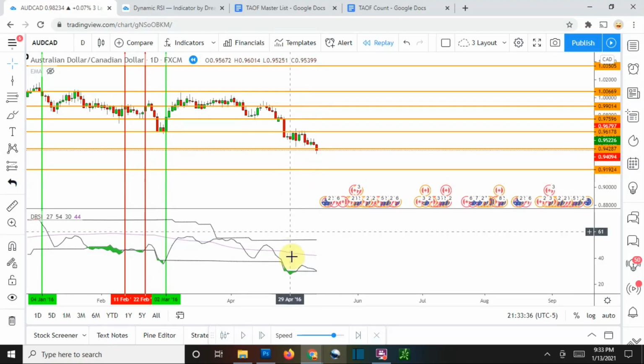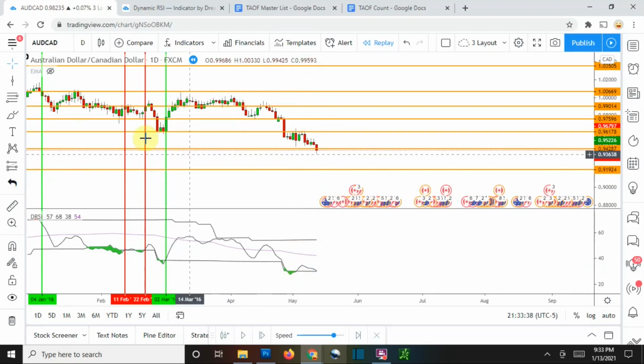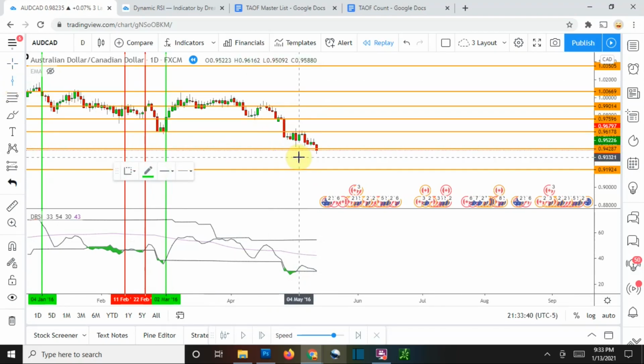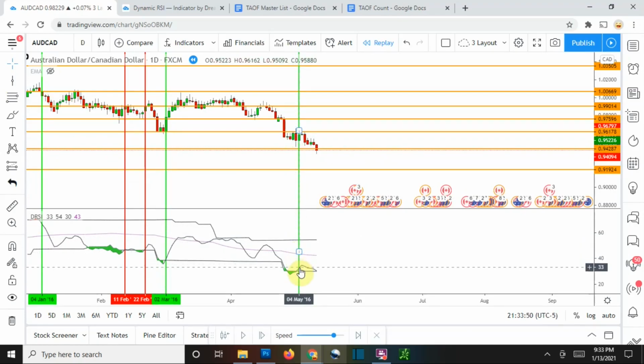Now, once again, our RSI was giving us a signal right here, going headlong into a resistance zone to the upside. Even though it was giving us a long signal, it obviously didn't work out in our favor, and once again we took a losing trade on that one.